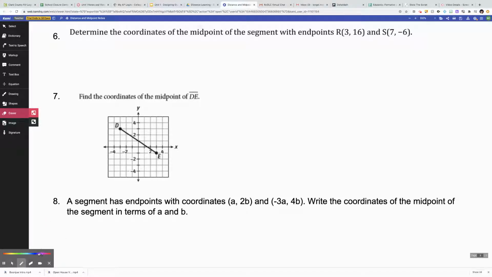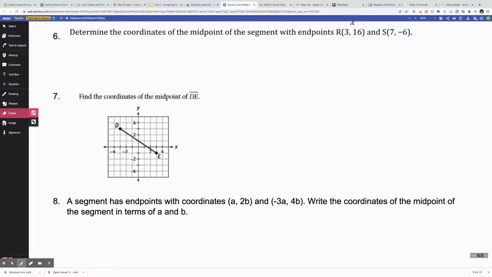So my first 2 questions are just simple midpoint problems. I'm going to do the first one and then I'm going to have you pause the video and try the second one on your own. Okay, so this first question asks, determine the coordinates of the midpoint of a segment with endpoints (3, 16) and (7, -6).